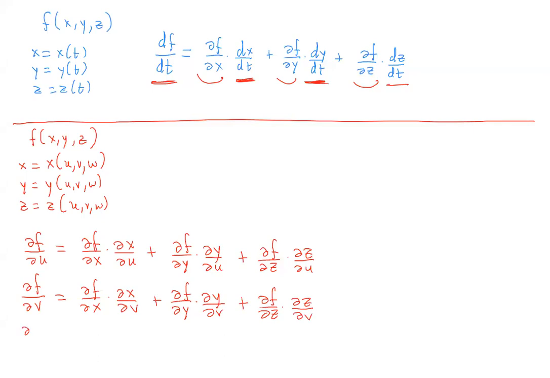And finally, the partial of f with respect to w is the partial of f with respect to x times the partial of x with respect to w, plus the partial of f with respect to y times the partial of y with respect to w, plus the partial of f with respect to z times the partial of z with respect to w. And that's all. That gives us, I hope, enough examples of how to consider the chain rule in any particular setup, along with the example where we applied the chain rule for specific functions.